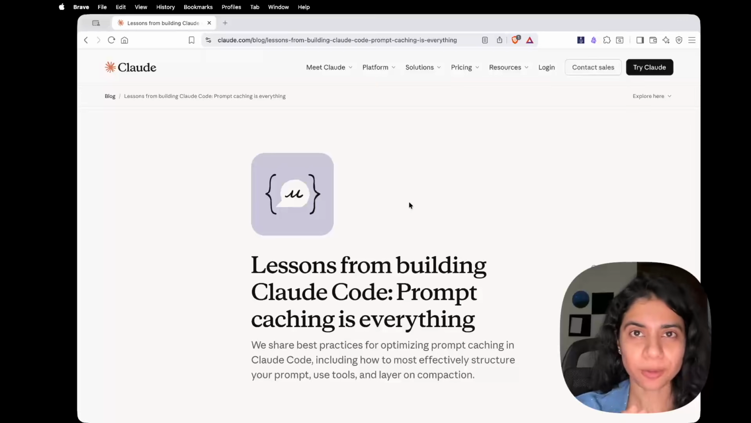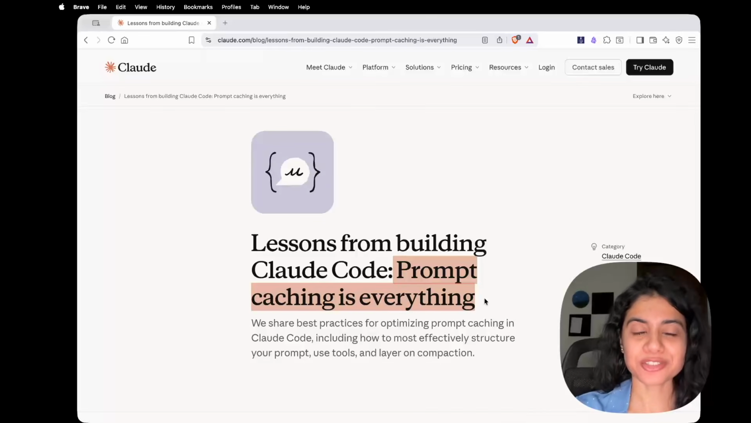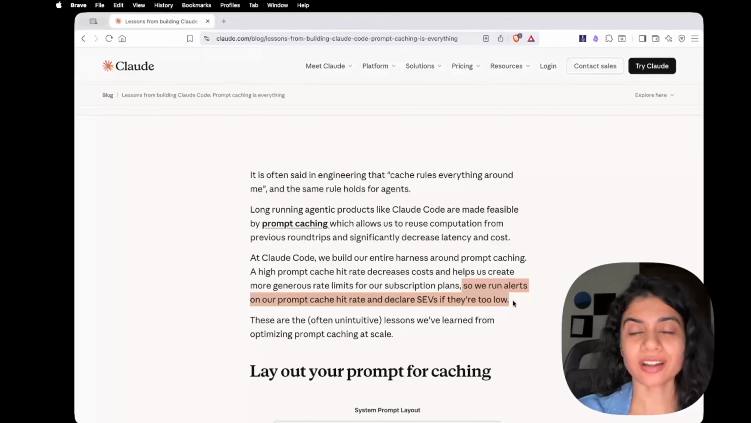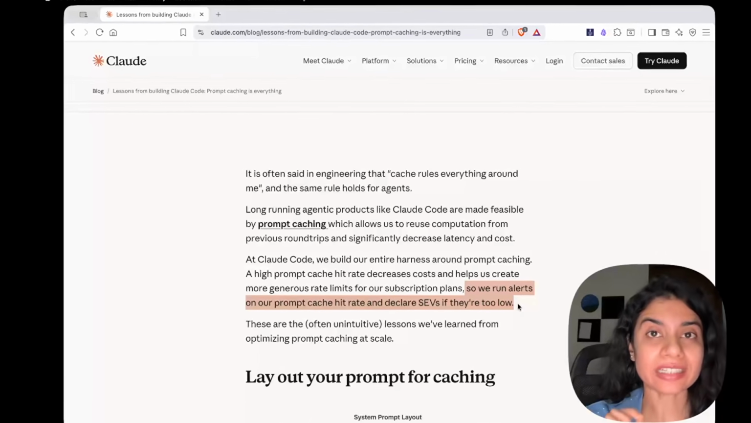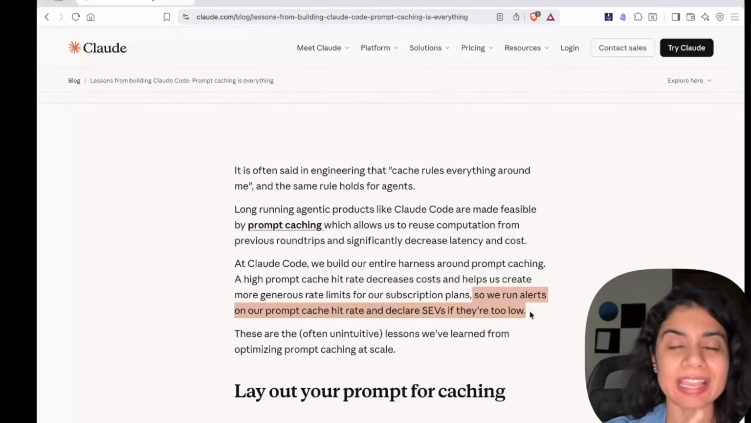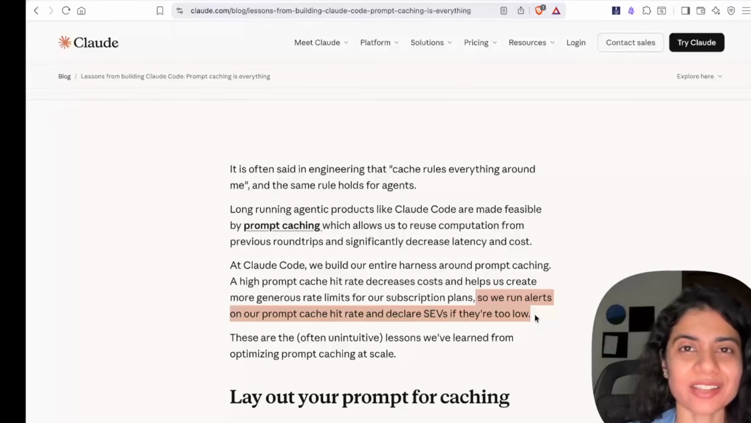By the way, for the Anthropic team, this is not some nice to have feature. They take it very seriously. If you see this blog from Tarek, who is from the Anthropic team, it clearly mentions that prompt caching is everything, and they also describe how they run alerts on this cache hit rate. And if the hit rate drops too low, they raise incidents and SEVs. So this is something that they take very seriously.